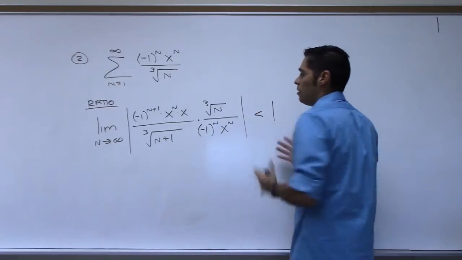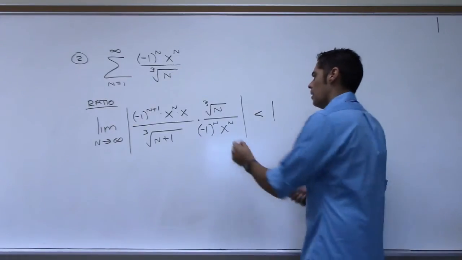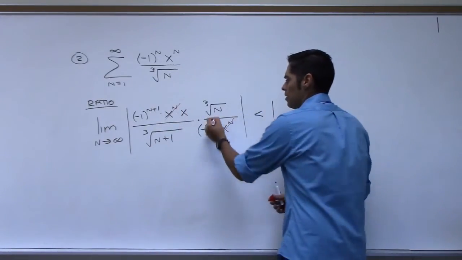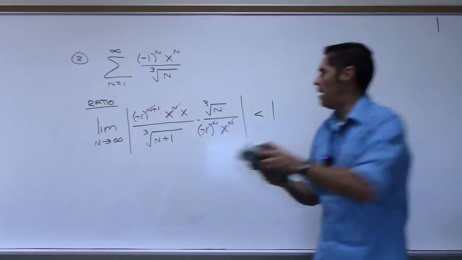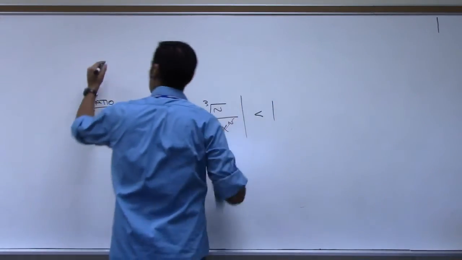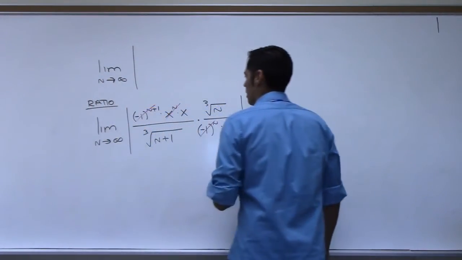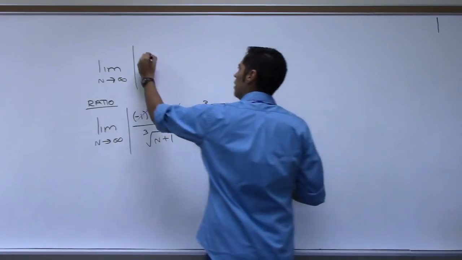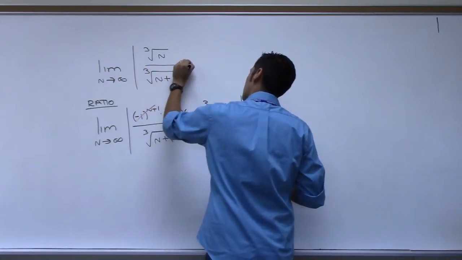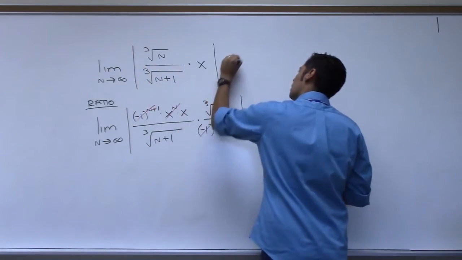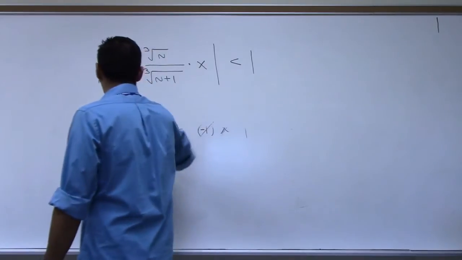Now, we need that to be less than 1 in order to have convergence, right? So we want this to be true. And we start getting some cancellation here. x^n, x^n. These don't matter because I'm doing absolute value. And so now I'm at this point. I have the limit as n goes to infinity of the absolute value of, let's see, I'm going to separate the n stuff from the x stuff, the cube root of n over the cube root of n plus 1 times, again, just an x, less than 1 is what I need. And so we've got to figure out what happens now as n goes to infinity.